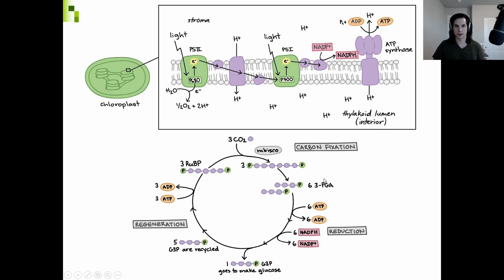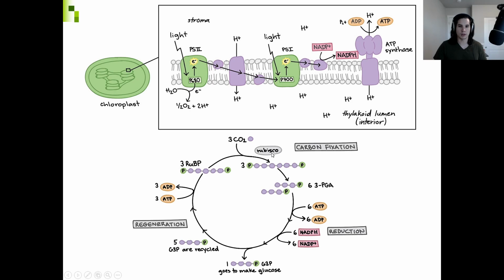And then here's another review. These are both overviews to help you guys work through the process. Remember, you don't have to know all the names of these guys. Just know rubisco, know what is used where, and where we're getting that stuff. Where are we getting this ATP? We're getting this from the light reaction. Where are we getting this NADPH? We're getting it from the light reaction.